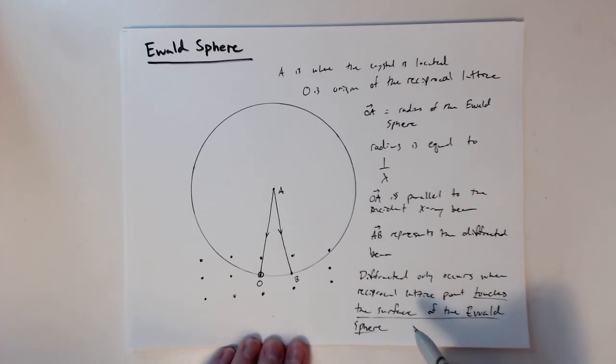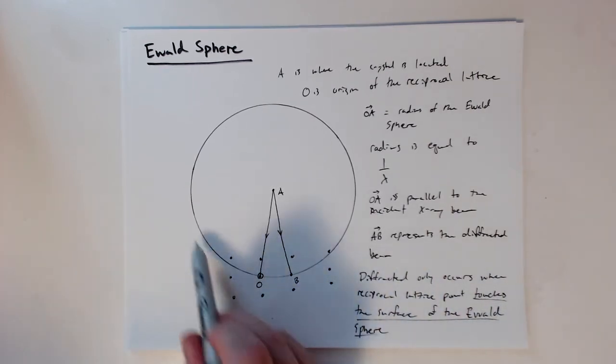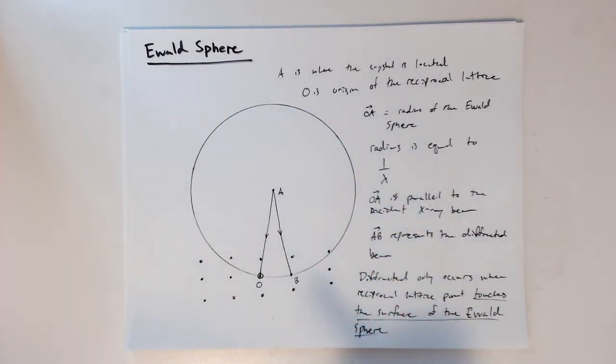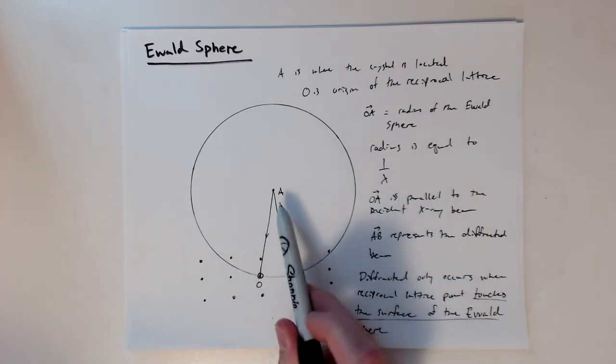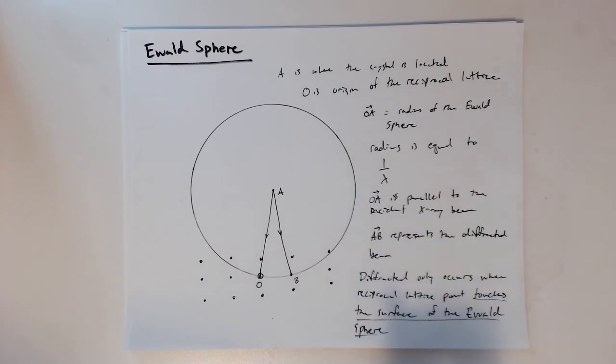I'll show you that derivation in a second. But for now, any point that touches the surface of the sphere would satisfy Bragg conditions under this arrangement, where we have the crystal here and a certain orientation with the reciprocal lattice as shown. That's an important part to remember.